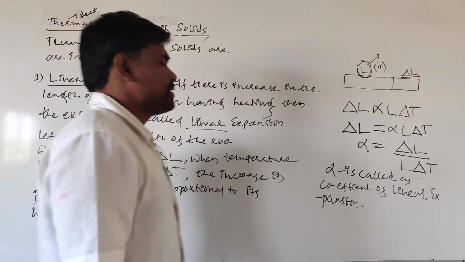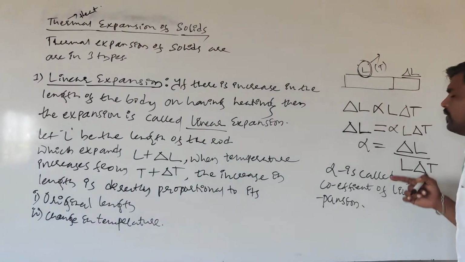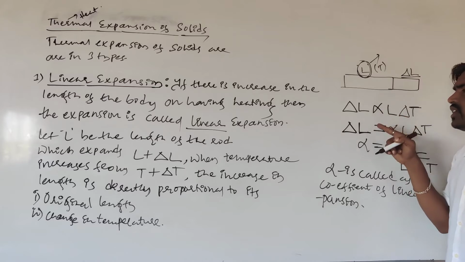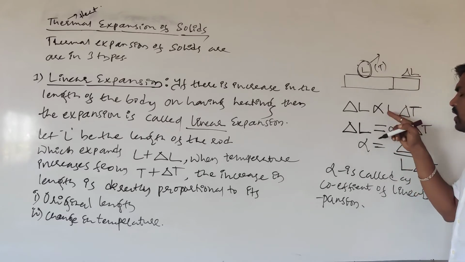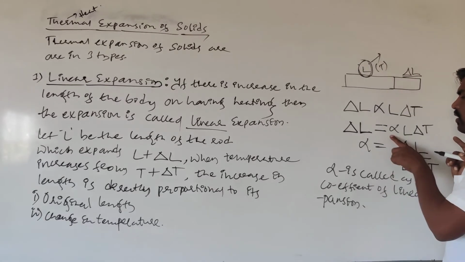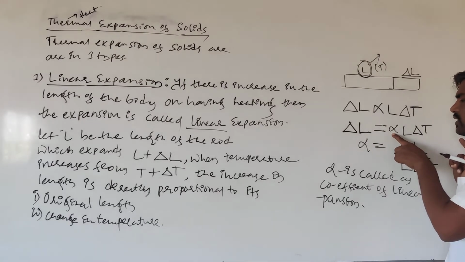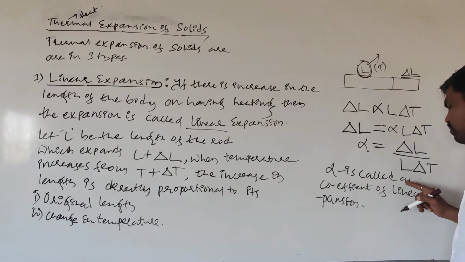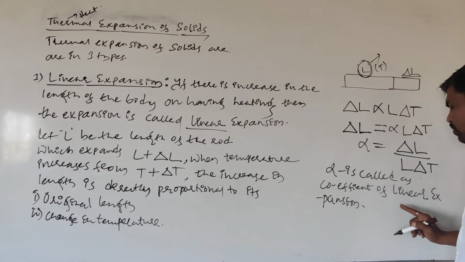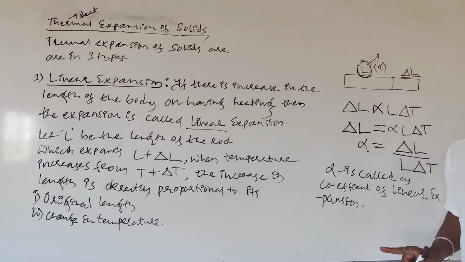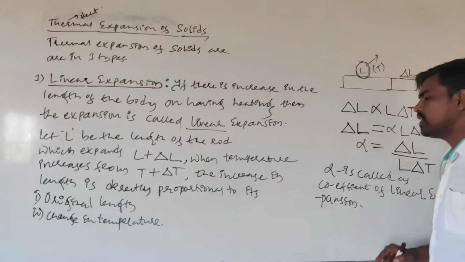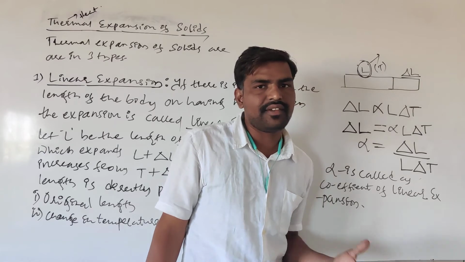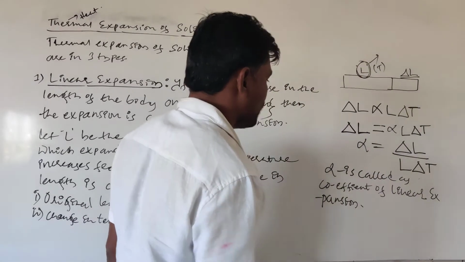And now what did we do? We removed the directly proportional sign. When we remove it, there is a constant. That constant is called alpha. That alpha is known as, or called, the coefficient of linear expansion. So then, what is the coefficient of linear expansion? Here, define the coefficient of linear expansion.